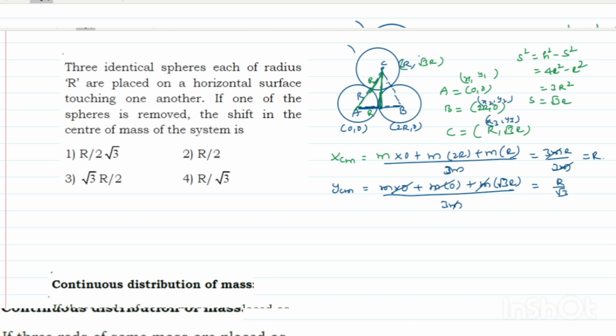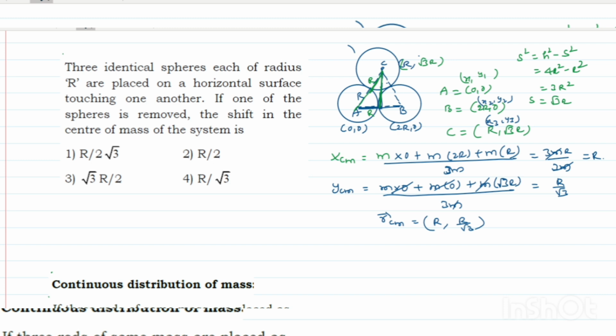So before removal, what RCM values can we get? The RCM values here will be: the x coordinate of the center of mass is r, and the y coordinate of the center of mass will be r by root 3.